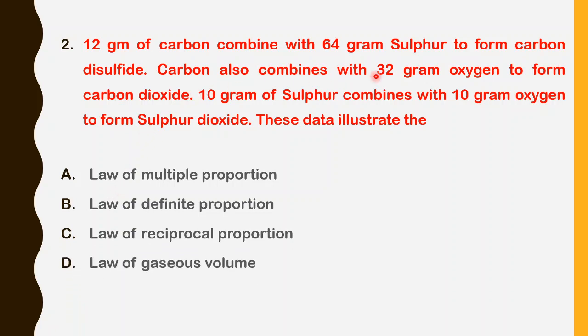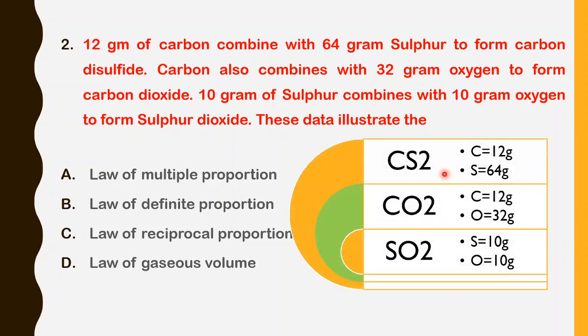Whenever you get a question where three combinations are given, you have to frame it in this way. In case number 1, CS2, C is 12 gram while S is 64 gram. In case number 2, that is CO2, carbon is 12 gram and oxygen is 32 gram. In case number 3, SO2, sulfur is 10 gram and oxygen is 10 gram.